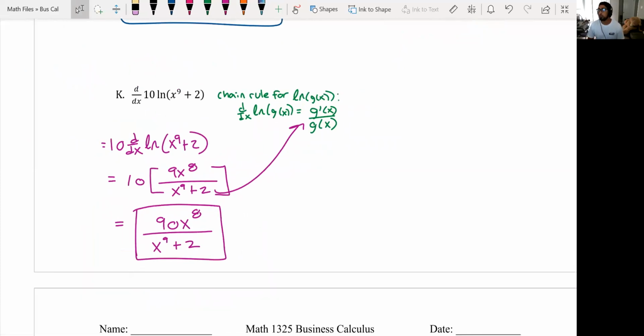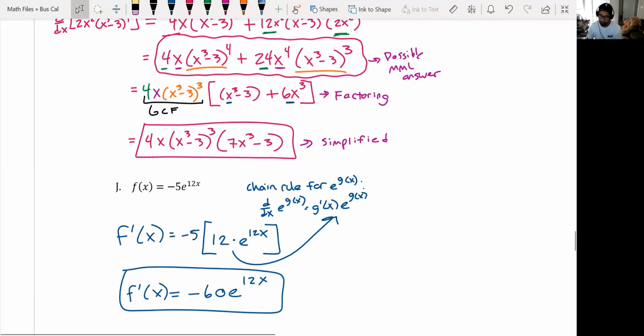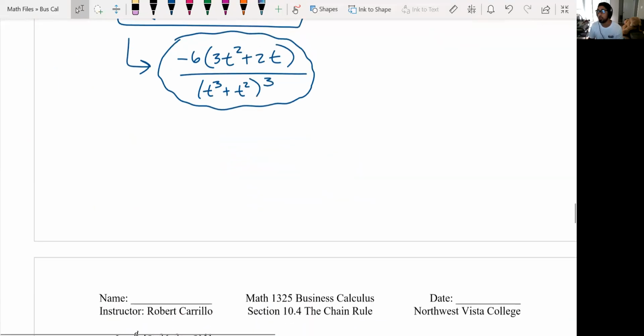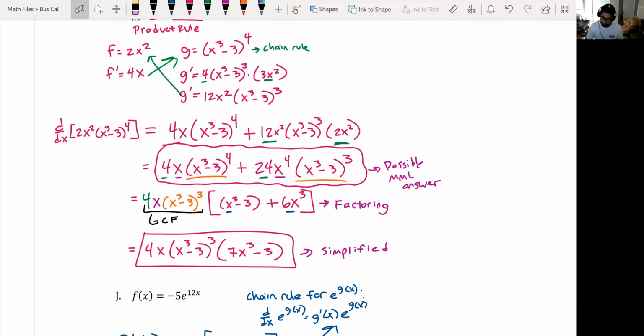There you go. So take some practice. Maybe a little hard to look at first, but just remember for the natural log, the chain rule is derivative of inside over the inside. And for the exponential function e to the x, it's derivative of the exponent times the original exponential function. And the derivative for any other regular function is always derivative of the outside times the inside.